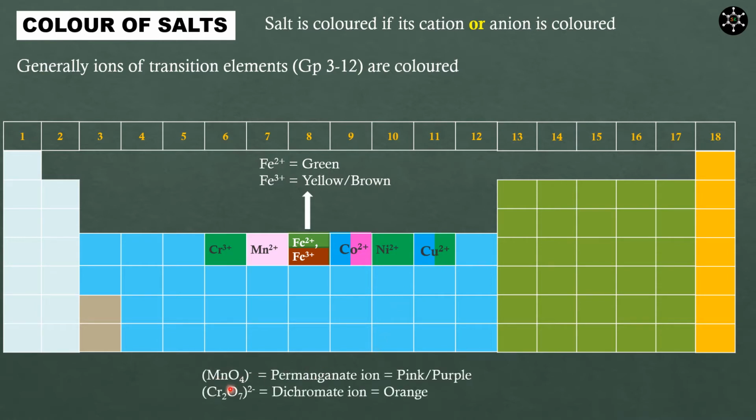If we consider an ion made up of many elements, an example is permanganate ion, MnO4 minus. In this we have a transition element, manganese. This ion is pink or purple in color. If we consider dichromate ion, that is Cr2O7 2 minus, we have the transition element chromium in it. Dichromate ion is orange in color.